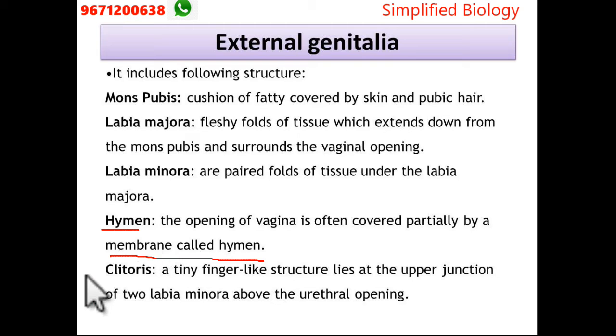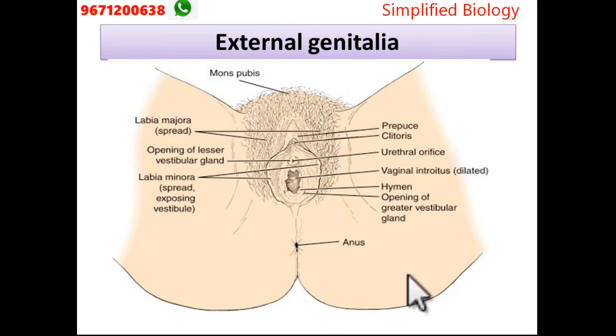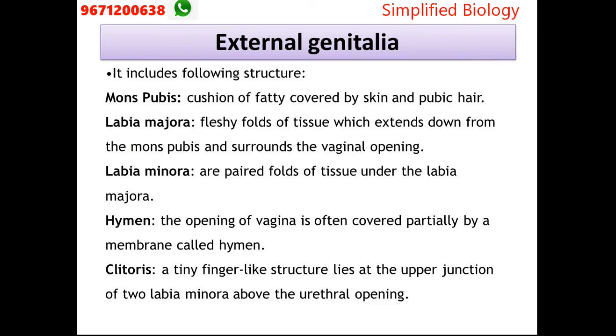Clear beta? The next structure is the clitoris. The clitoris is a simple, sensitive part. It is a tiny finger like structure lying at the upper junction of the two labia minora, above the urethral opening. Clear beta? Everybody clear?